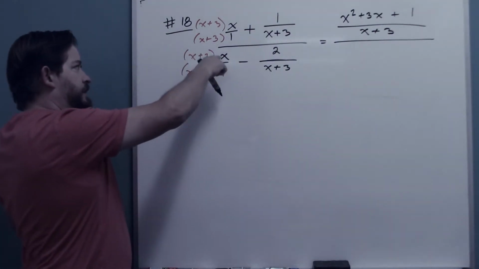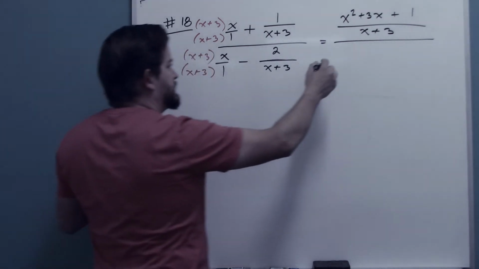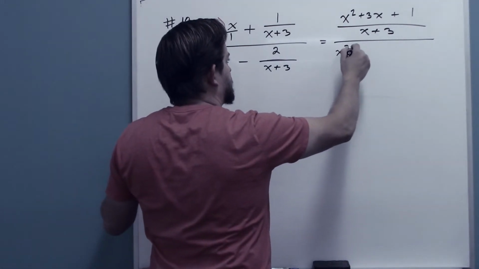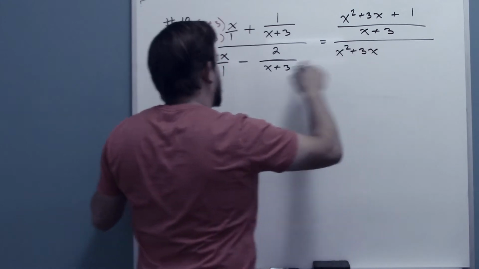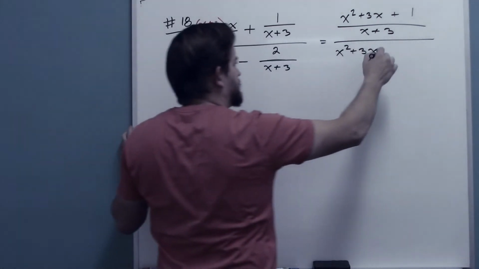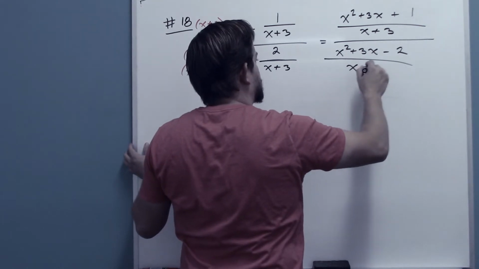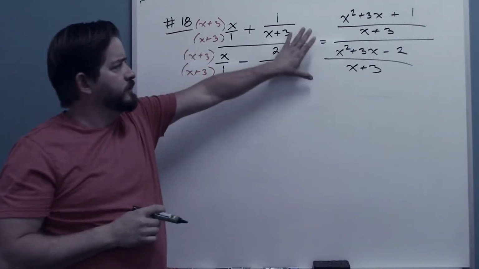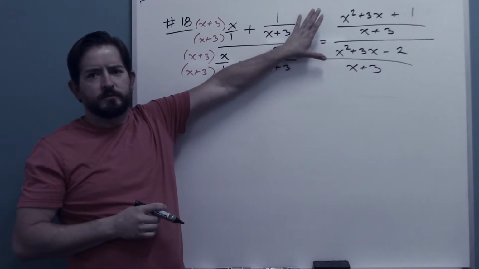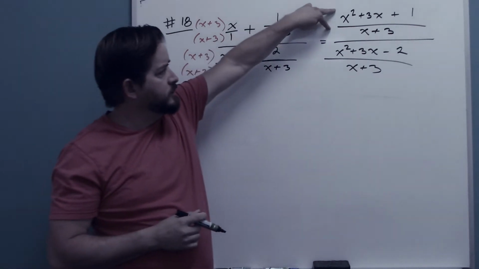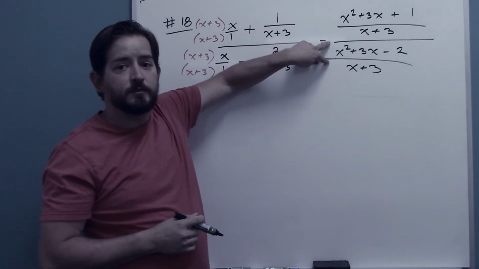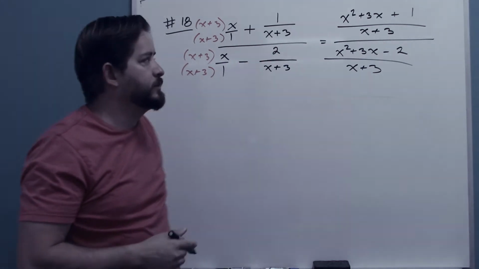I'll do the same thing here. I get x squared plus 3x, and then I tack on this minus 2. And now all of that's over x plus 3. Okay. So I have this big jumbled mess of yuck, but it's still a fraction being divided by a fraction, so I can take this bottom fraction, flip it, and call this multiplication.